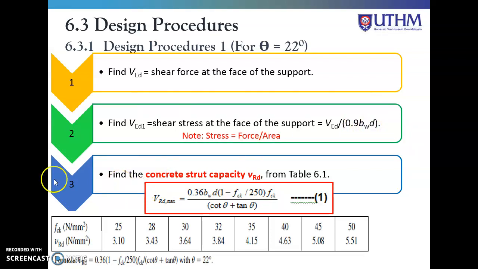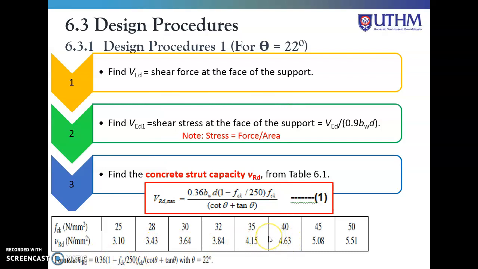Okay. Then we need to find the concrete strut capacity, which is the VRD. We are using this from this table. Actually, the VRD here is calculated from this formula. So this is the common formula in order to calculate the VRD. For this case, theta is 22, so they already simplified it in the table. This is the strength of the concrete, and this is the concrete strut capacity, which is the VRD.